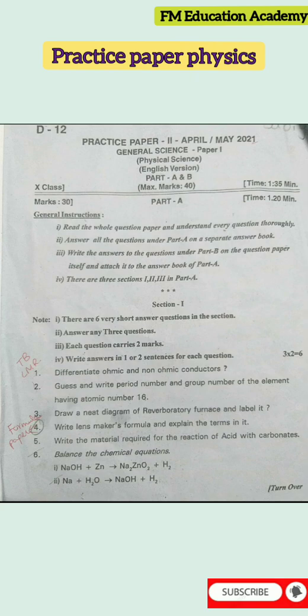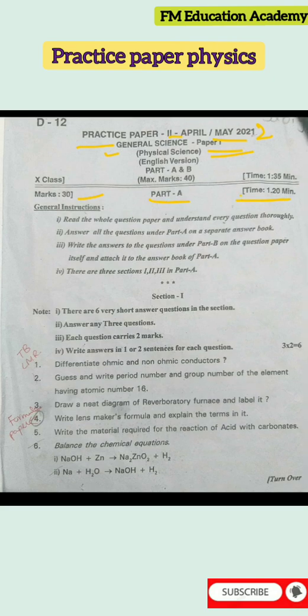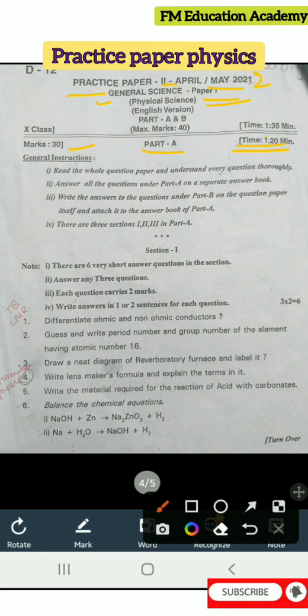In this video lecture, we will be seeing Practice Paper 2, April-May 2022, General Science, Paper 1, Physical Science question paper. This question paper is of 30 marks for Part A and 1 hour 20 minutes are allotted to solve the physics paper. Total time is 1 hour 35 minutes for solving both Part A and Part B. Just for solving Part A, you will get 1 hour 20 minutes.